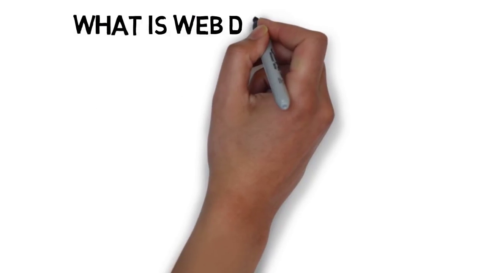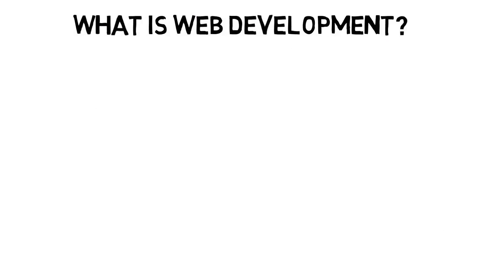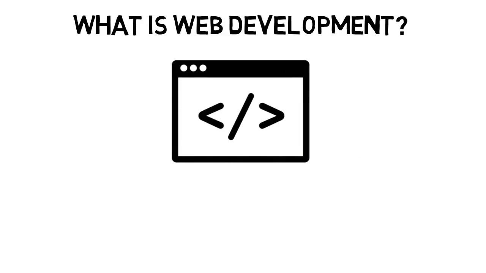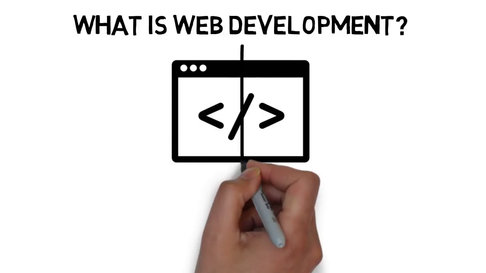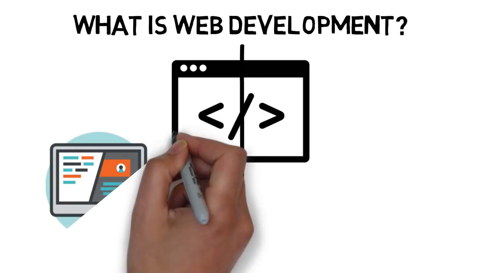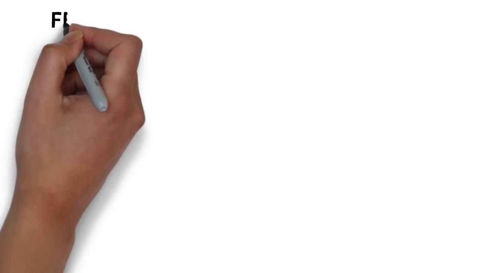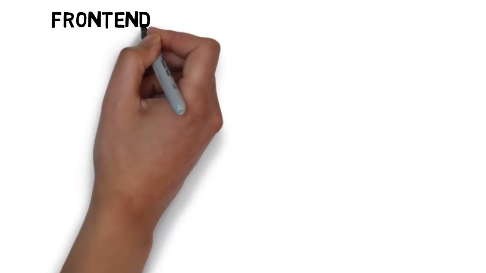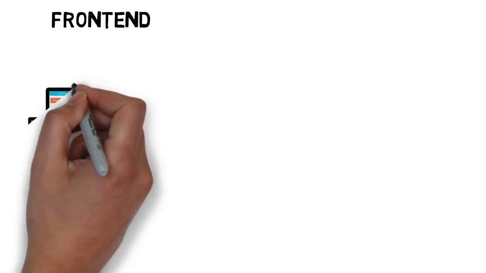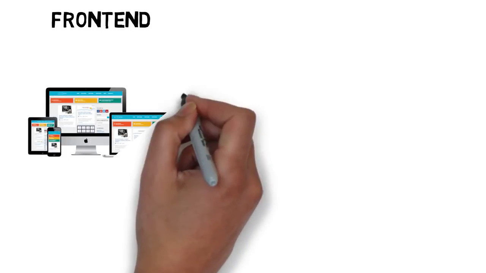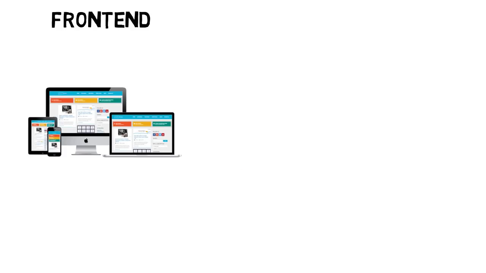Now let's jump into what is web development. Web development governs all the code that makes a website tick. It can be split into two categories: front-end and back-end. The front-end, or client side, of an application is the code responsible for determining how the website will actually display the design mocked up by a designer.